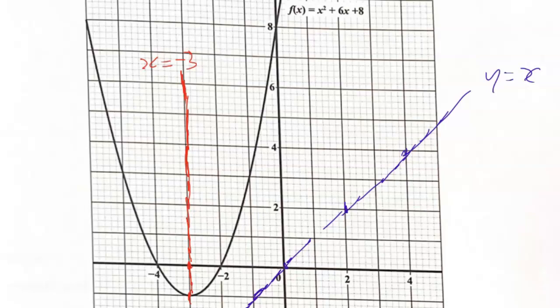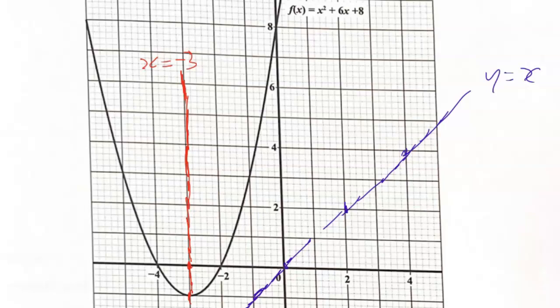Now, it's very important to know what happens to a point when reflected in the line y equal x. When a point is reflected in the line y equal x, what happens to the point is that the x and the y coordinate change position.